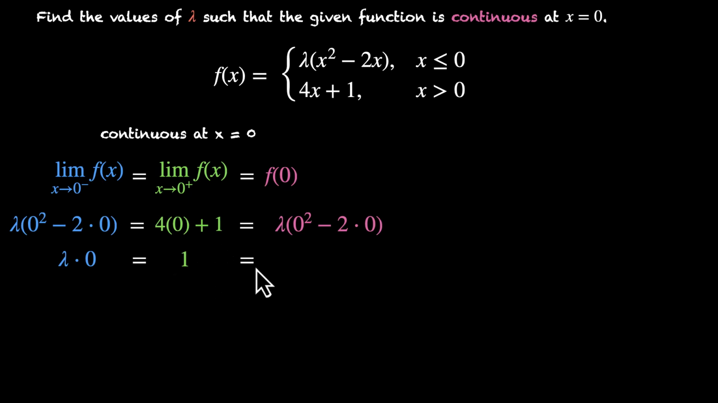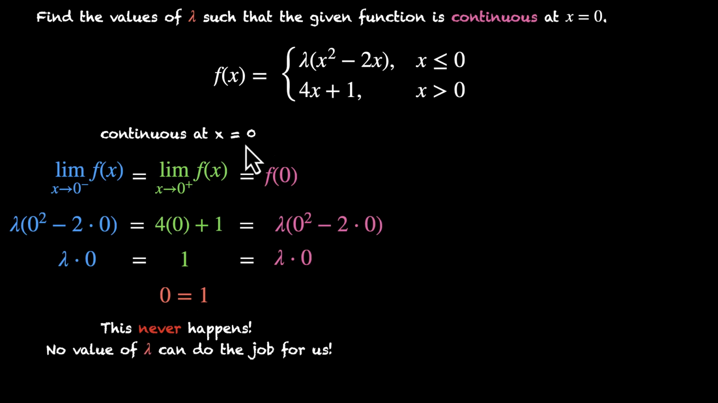That's 1 equals, again, this is lambda times 0. So this is a bit strange. We're getting 0 equals 1. Lambda actually gets cancelled out because it's being multiplied by 0. So this is saying that it's continuous at 0 when 0 is equal to 1. So when this happens, this function is continuous at x equals 0. But this never happens. It's never the case that 0 is equal to 1. This means this never happens. This means the function is never continuous at x equals 0.